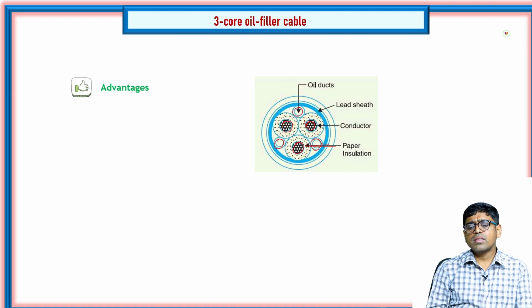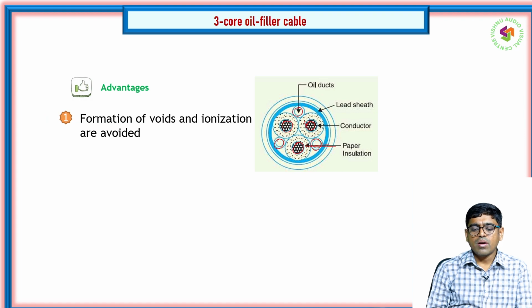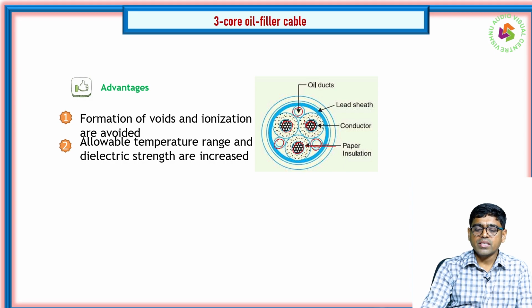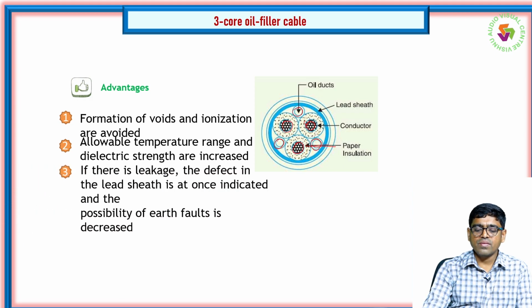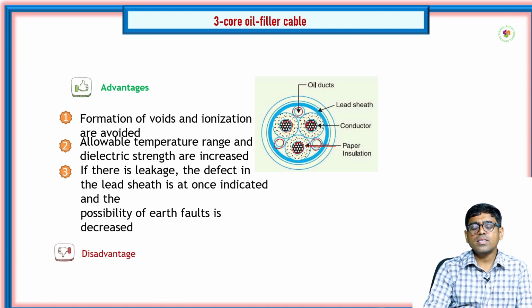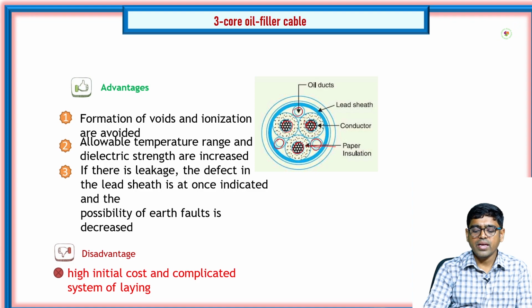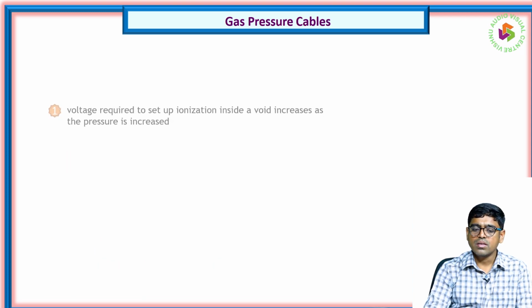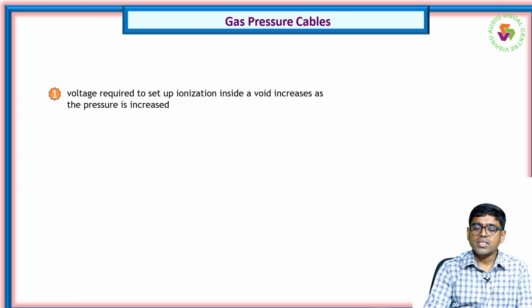The advantage of this 3 core oil filled cable is that formation of voids and ionization are avoided, and the allowable temperature range and dielectric strength are increased. If there is a leakage, the defect in the lead sheath is at once indicated, and the possibility of earth fault is decreased. The disadvantage is the high initial cost and complicated system of laying, and the voltage required to set up ionization inside a void increases as the pressure is increased.